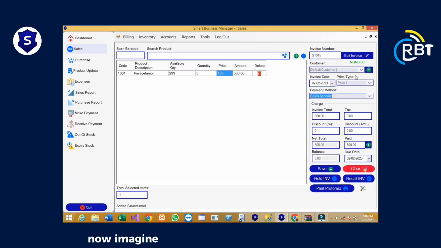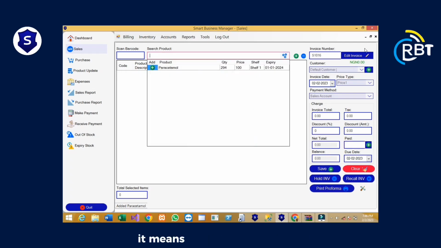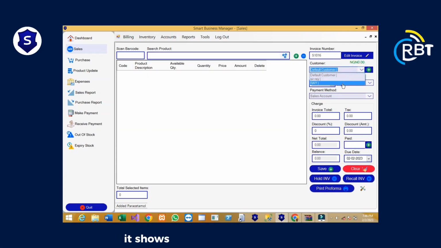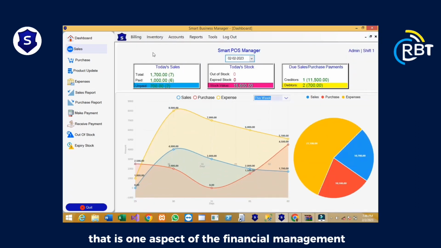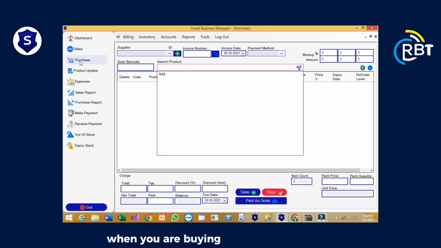Now imagine this same Ray comes again to buy. This time he has just 300 out of 500, so that means there's a balance of 200, right? If I save this transaction, it means if I open up this Ray, it shows that Ray is owing me 200. That's one aspect of the financial management. On the other round, when you are buying, so is your money now.